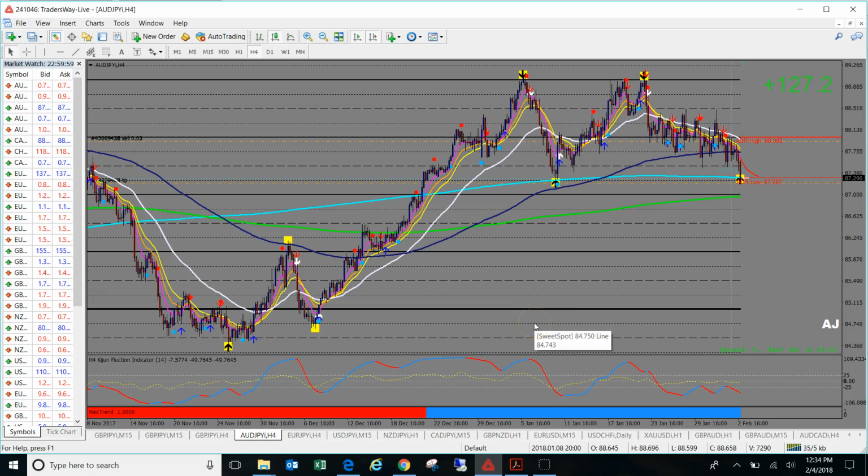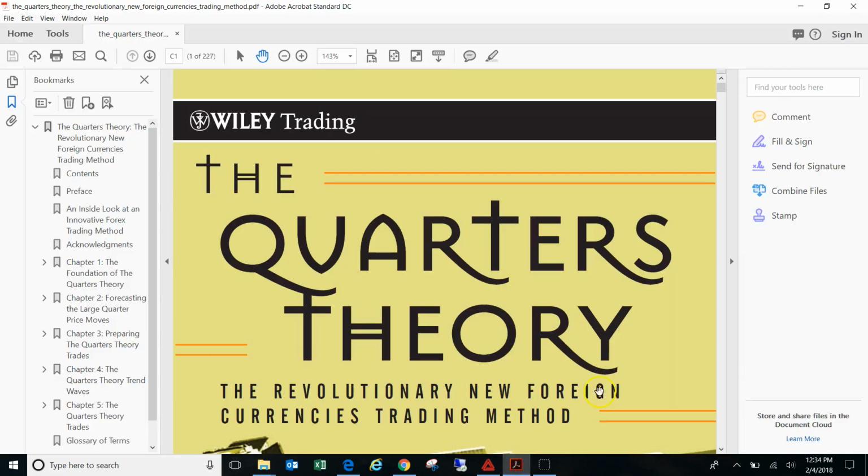And for those of you who do not know what the quarters theory is, or you don't understand it, you can simply Google the quarters theory and you'll find this free PDF file. I started reading the book. I'm not going to lie, I didn't finish it. I'm nowhere close to even finishing it, but I'm more of a visual learner.